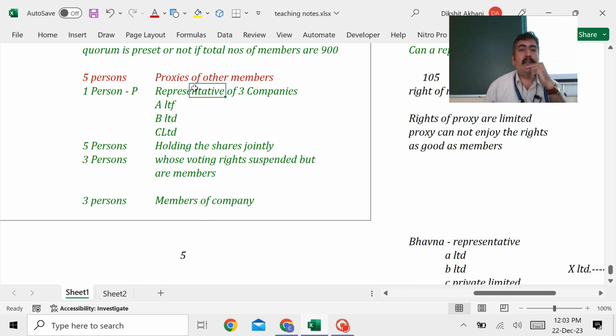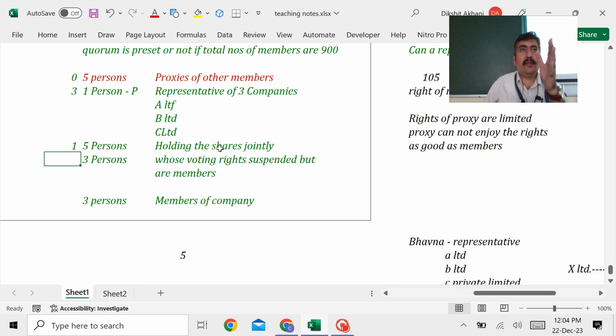One person who is the representative of the 3 companies. So should we consider 1 or 3? Here we have to consider 3. Is it clear? 5 persons holding shares jointly. That is very interesting. Ask your parents, whenever they are holding a joint bank account, how many bank account numbers are issued? 1. So membership-wise they will be considered as 1 or 5? Even if there are 5 persons, if they are holding the shares jointly, only one will be considered.